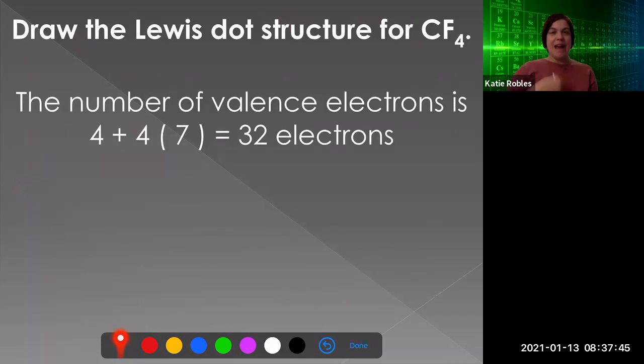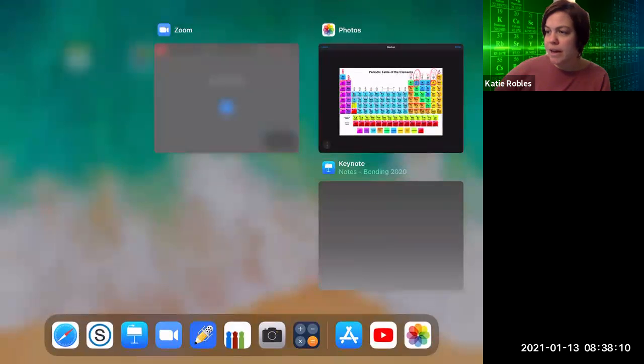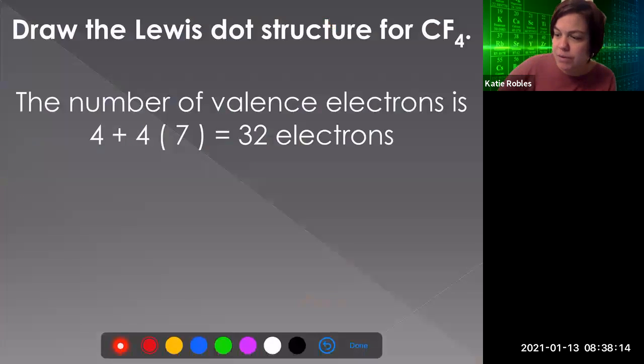So let me show you the way that I would figure out a Lewis dot structure for CF4 or carbon tetrafluoride. The first thing I do is I'd make my bank. All right. So I find carbon on the periodic table. There's carbon. Carbon has 4 electrons. There's fluorine. Fluorine has 7 valence electrons. Then I would start my drawing. So I would say I've got 4 valence electrons from the carbon, and I have 7 valence electrons from the fluorine, and there are 4 of them, which gives me a total of 32 electrons in my bank.